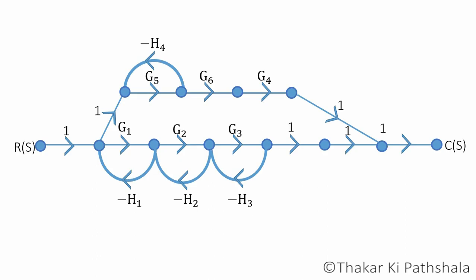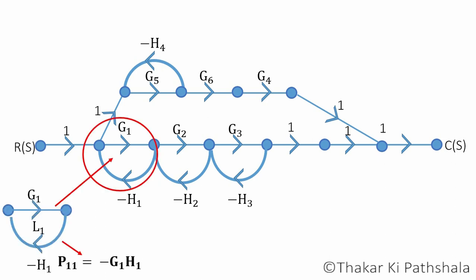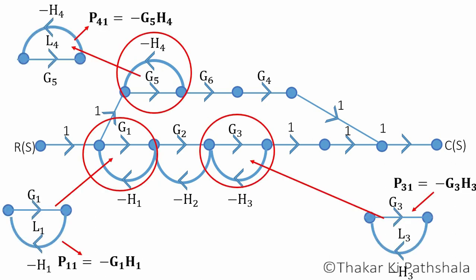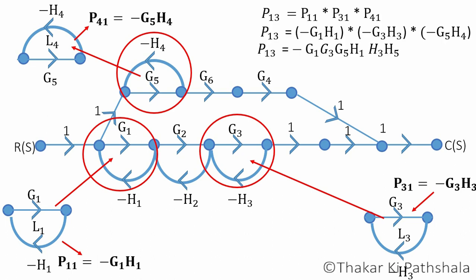Here by looking at the graph, we can find only one group of three non-touching loops, which are loops L1, L3 and L4. They all do not touch each other. So the gain of the group of three non-touching loops, P13, is equal to multiplication of the gain of loops L1, L3 and L4. Here there is no other group of 4 non-touching loops or 5 non-touching loops. Otherwise we will treat those groups as we have done for others.